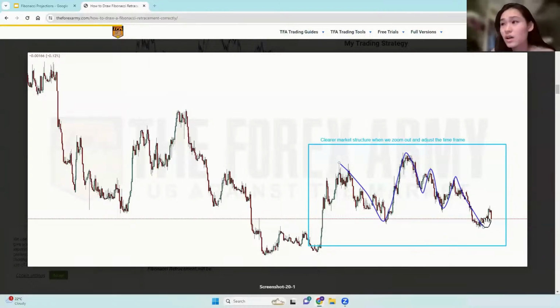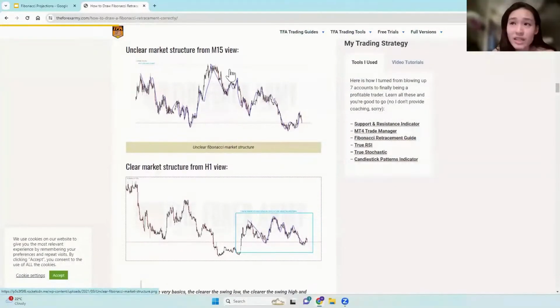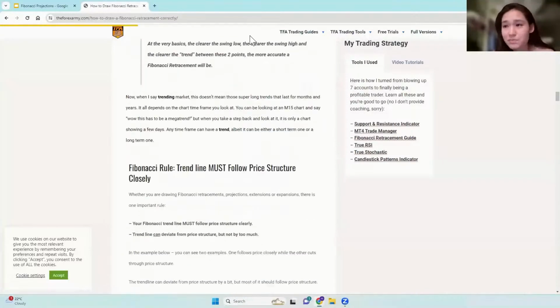This area here that we've highlighted is the market structure that was on the M15 view. Just because it looks unclear on one time frame doesn't mean that it's not usable.